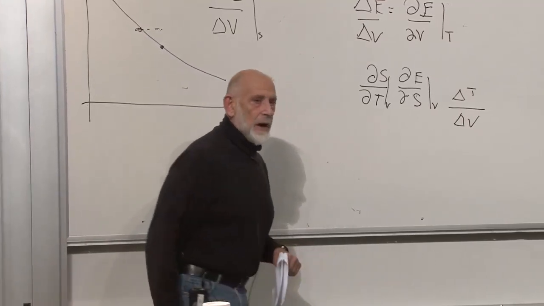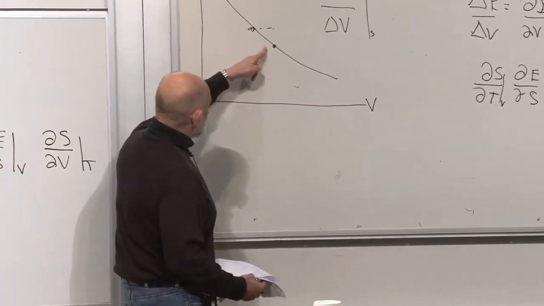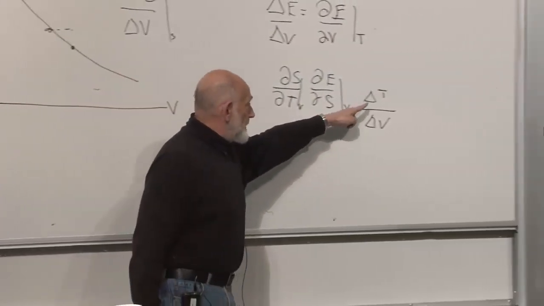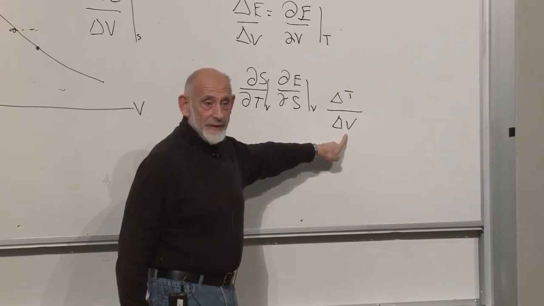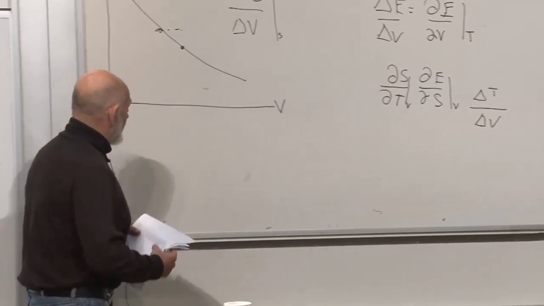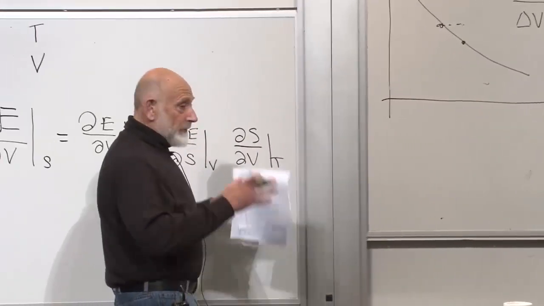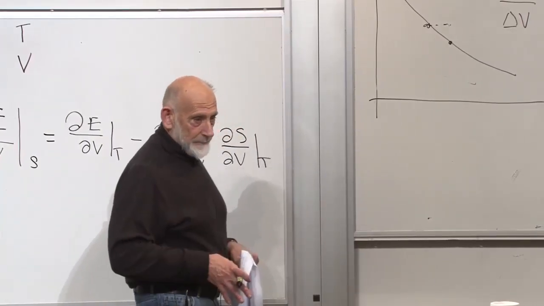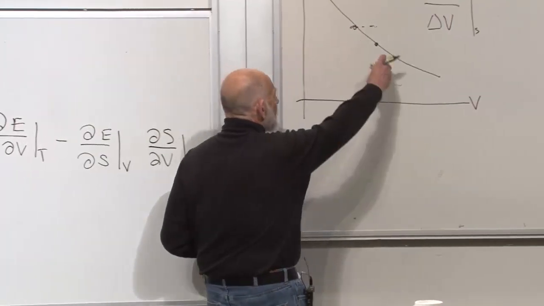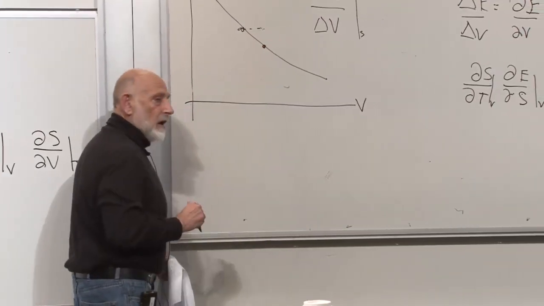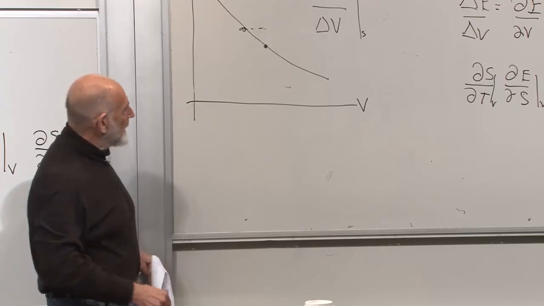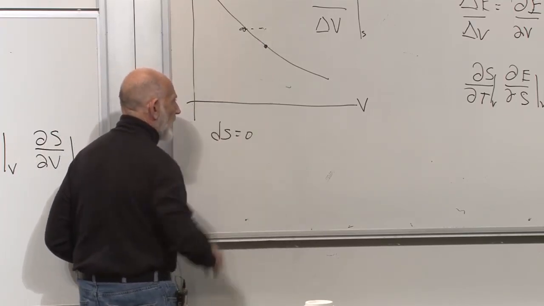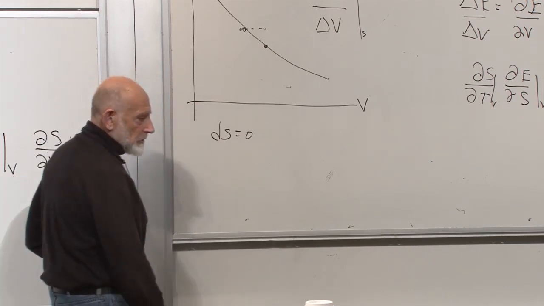Okay, so we're moving along this line. How can we characterize this line? This curve at this point is characterized by a slope. That slope is just delta T by delta V. Let's see what we can figure out about it. Let's use a little bit of calculus to work out something about delta T by delta V. So, let's write down the condition that we're moving on a line of constant S. That means along this line, dS is equal to 0.